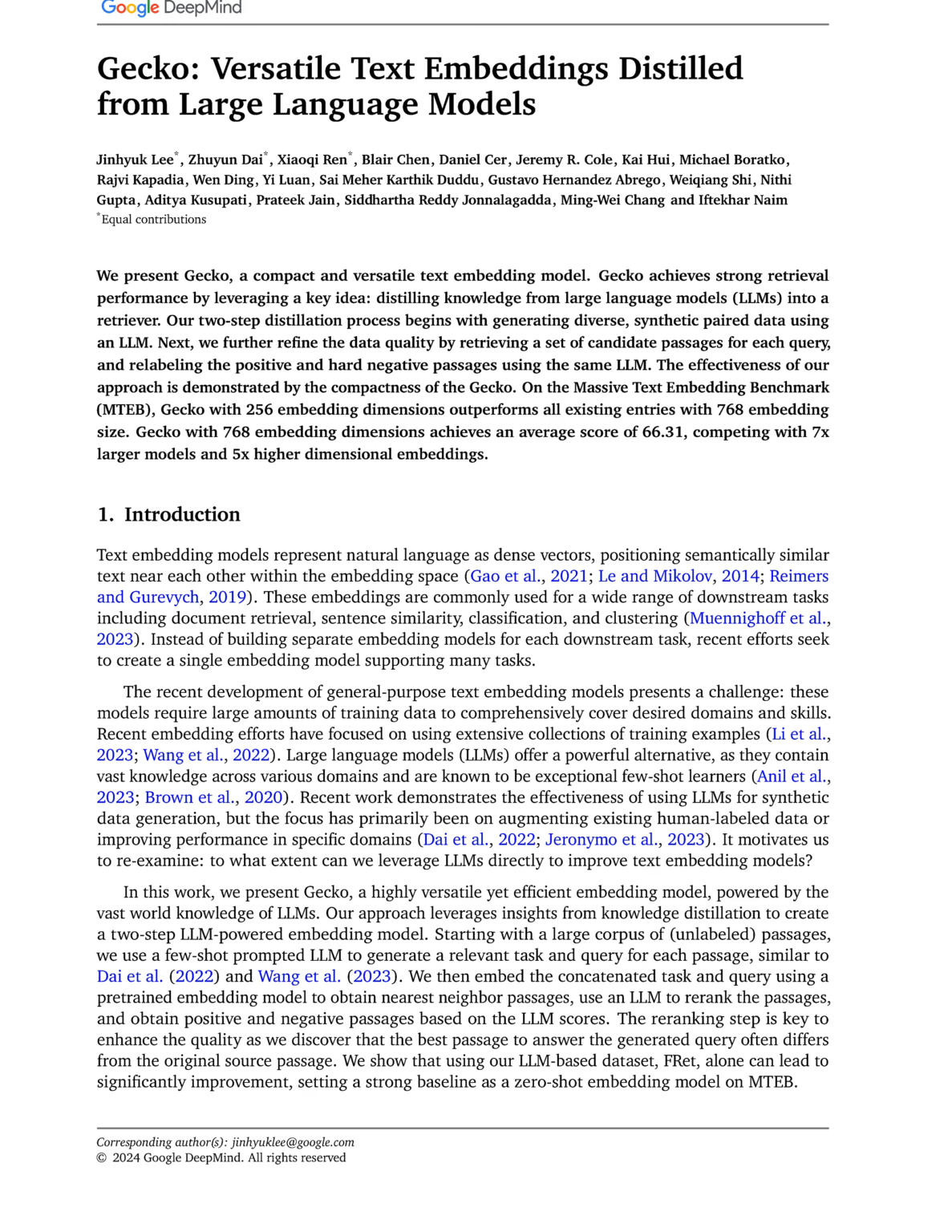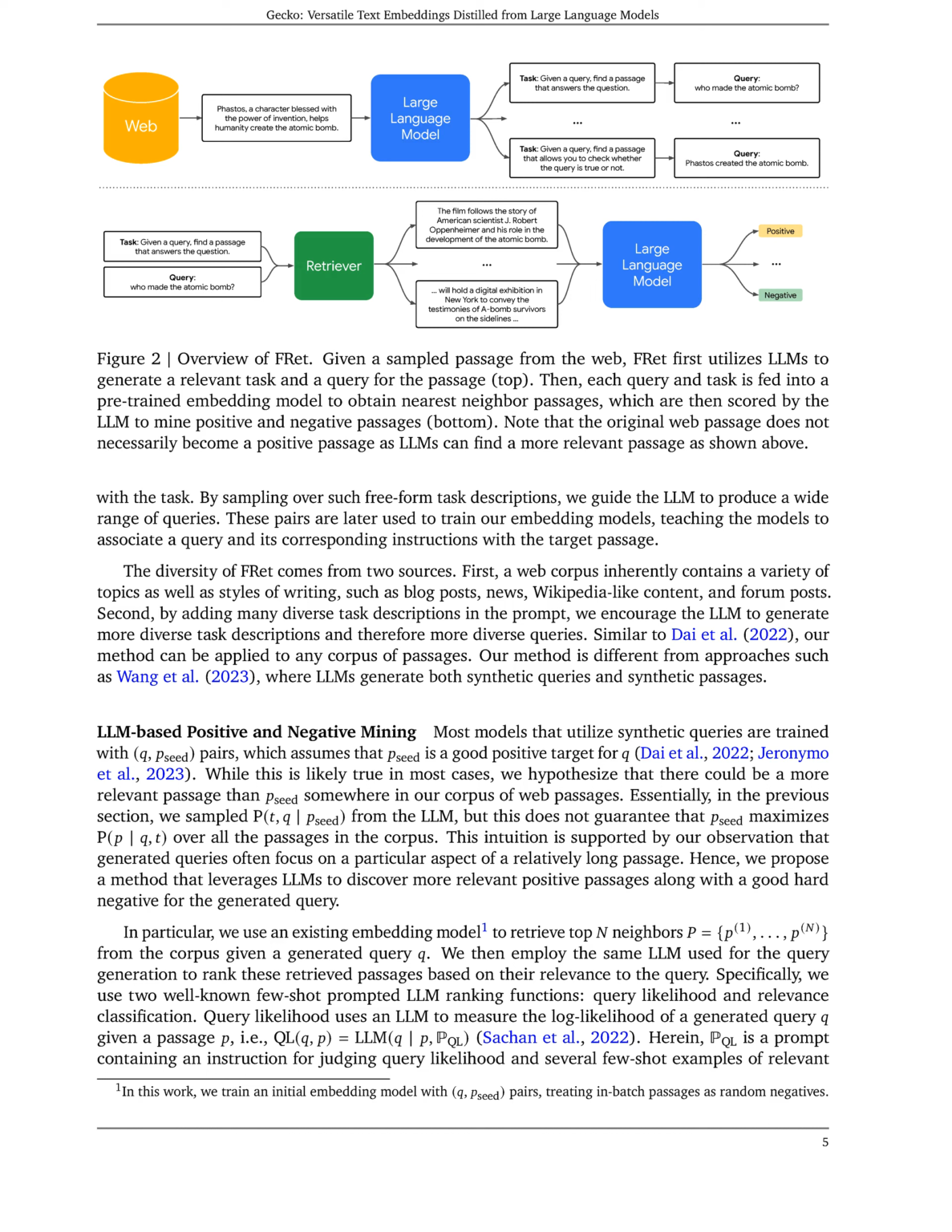Explain the process of LLM-based positive and negative mining in Gecko model. In the Gecko model, the process of LLM-based positive and negative mining involves leveraging large language models, LLMs, to identify relevant positive passages and hard negative passages for a generated query. First, an existing embedding model is used to retrieve the top neighbors from the corpus based on a generated query.